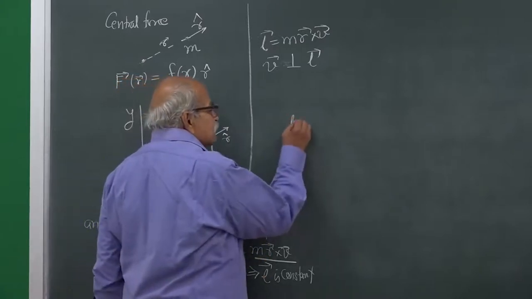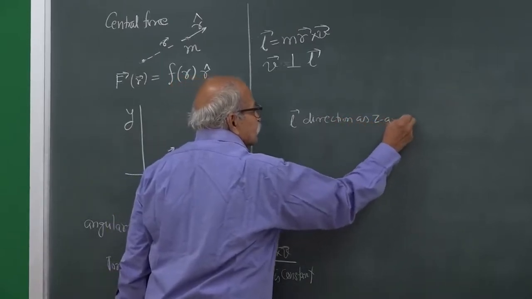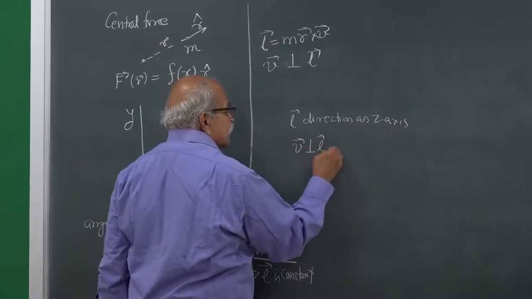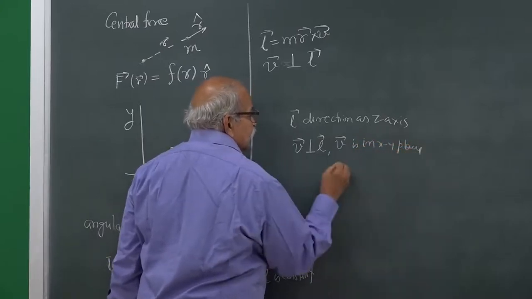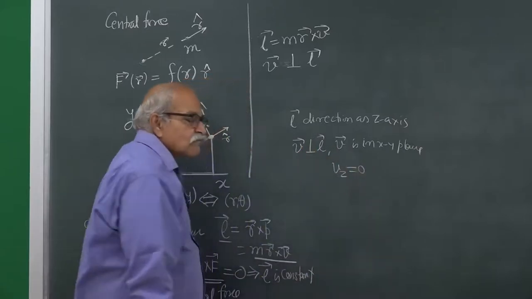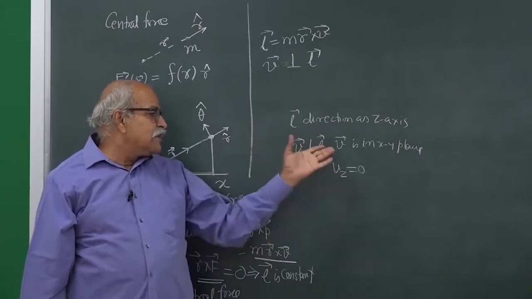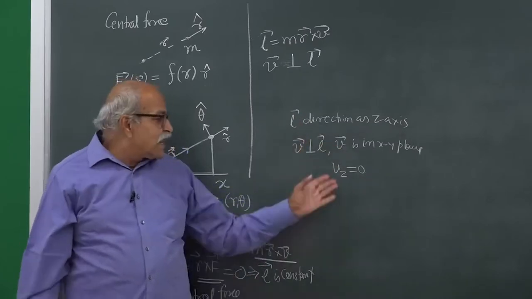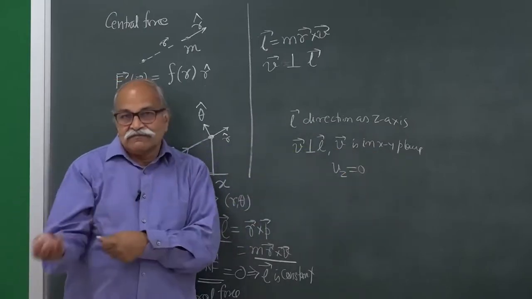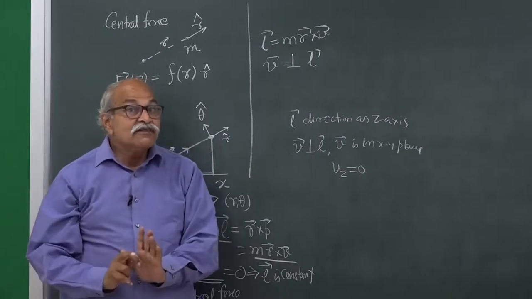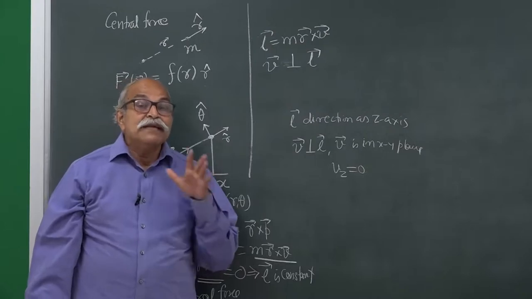If I call this L direction as Z axis, v is always perpendicular to L, that means v is in xy plane, that means vz is 0, no component in Z direction. So if initially there is no component in Z direction, then you cannot pick up any magnitude of that, it has to remain in xy plane. So the way you start, in this direction or that direction, that will decide finally the plane of motion, and the particle must move in a plane.